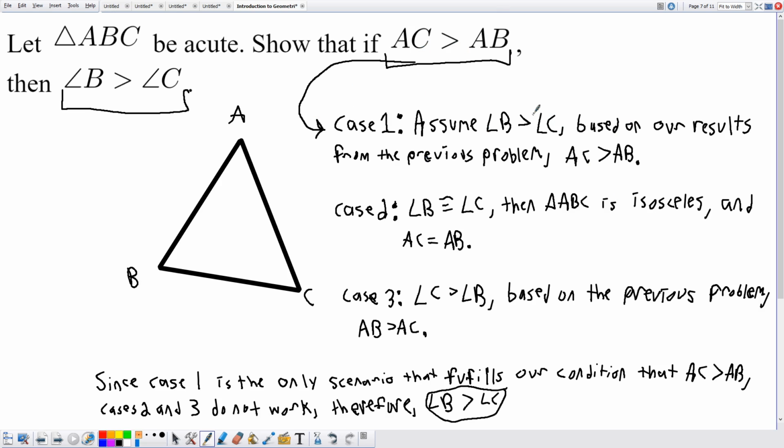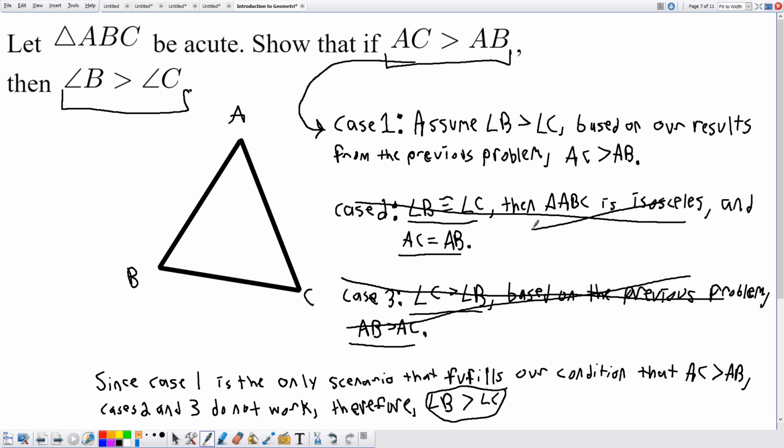This is the only logical situation we can have. Again, if the angles were equal, then the sides would be equal. If angle C was less than angle B, then we would have that AB is greater than AC. But since we're assuming that AC is greater than AB, that can't be true. We are just left with case 1, where this was our outcome or our assumption. And that is the gist of proof by cases. List every scenario and figure out which one is the true one.